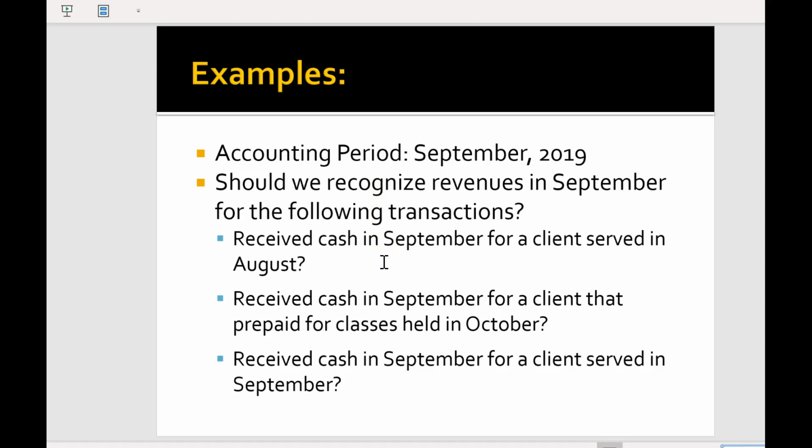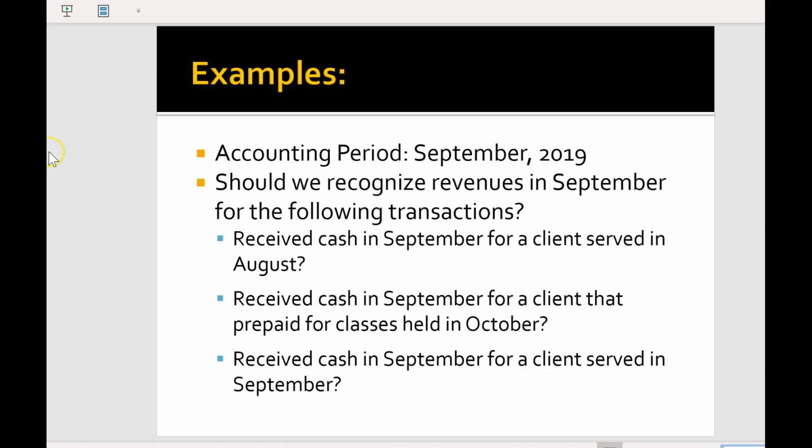So in the following three transactions, should we recognize revenues in September if we see these transactions? The first transaction is, what if we receive cash in September for a client that we served in August? Number two, should we recognize revenue when we receive cash in September for a client who prepaid for the class, and the class is going to be held in October? The third one, receive cash in September for a client we serve in September.